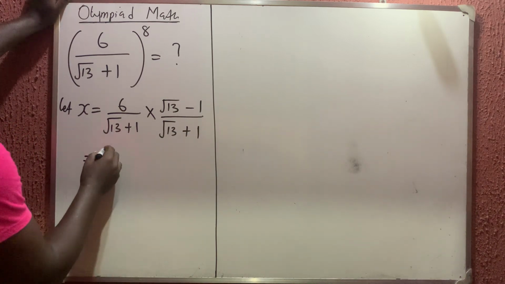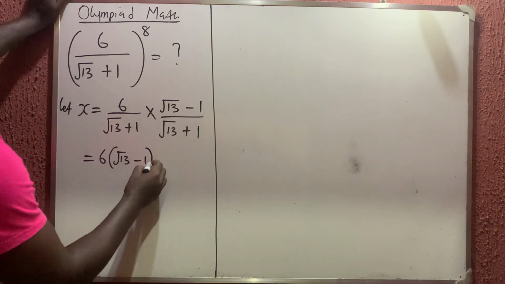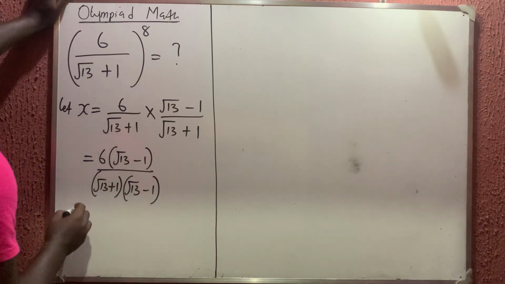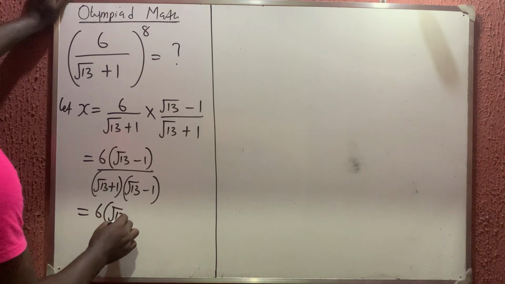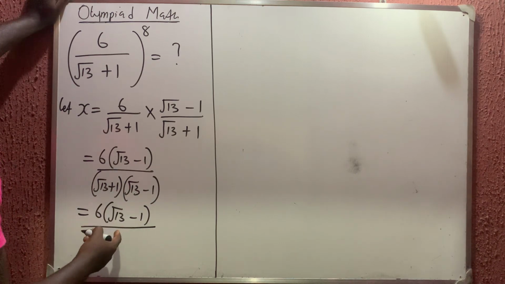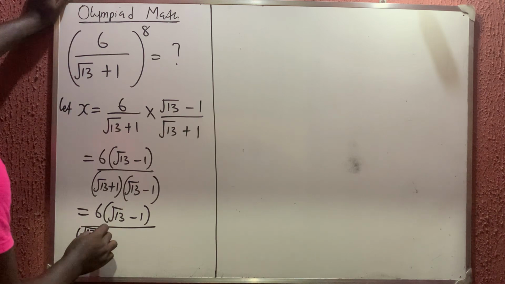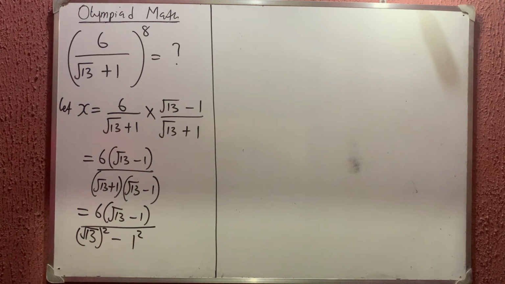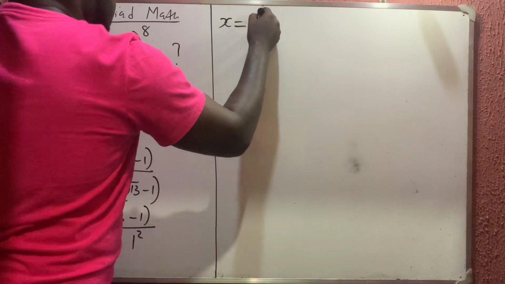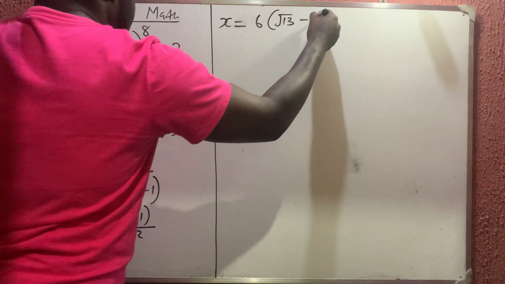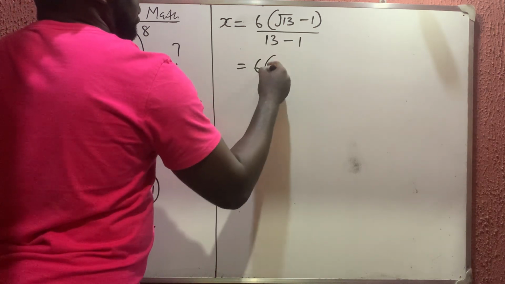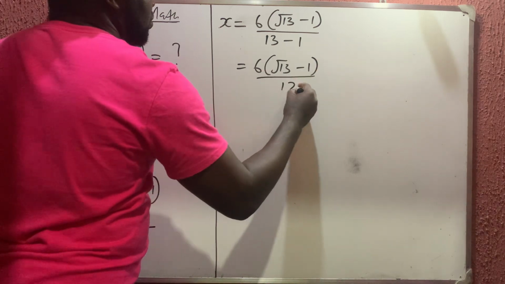So this is now equal to 6 into the square root of 13 minus 1 all over the square root of 13 plus 1 into the square root of 13 minus 1. The denominator is a difference of two squares, which can be written as root 13 all squared minus 1 squared. So x is equal to 6 into the square root of 13 minus 1 all over 13 minus 1, which is 6 into the square root of 13 minus 1 all over 12.